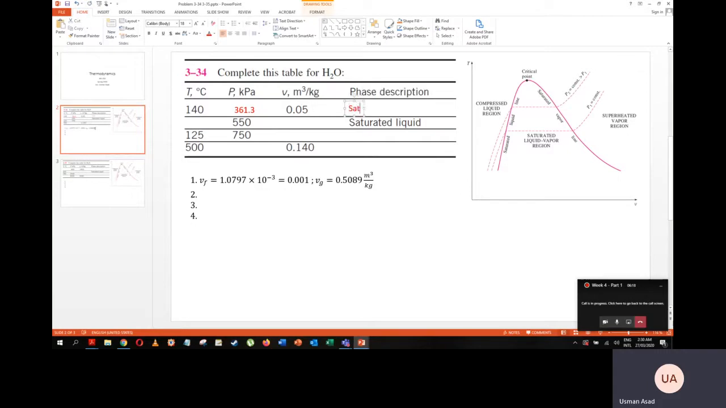You can also write this in more detail, for example, saturated liquid-vapor mixture, or mixed region, wet region. There are a number of names for it.